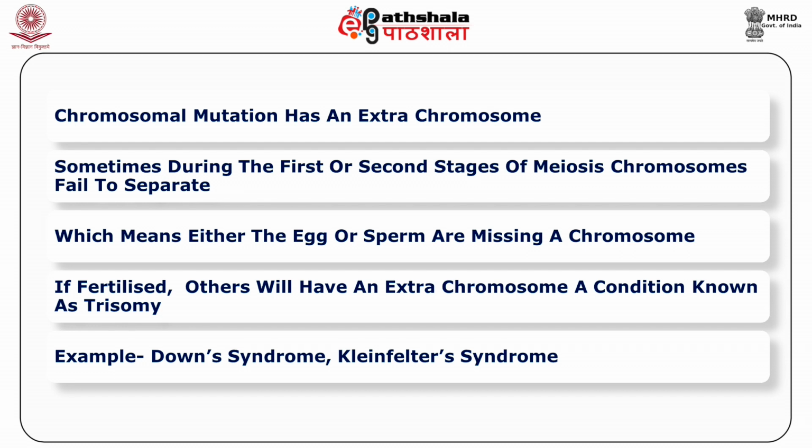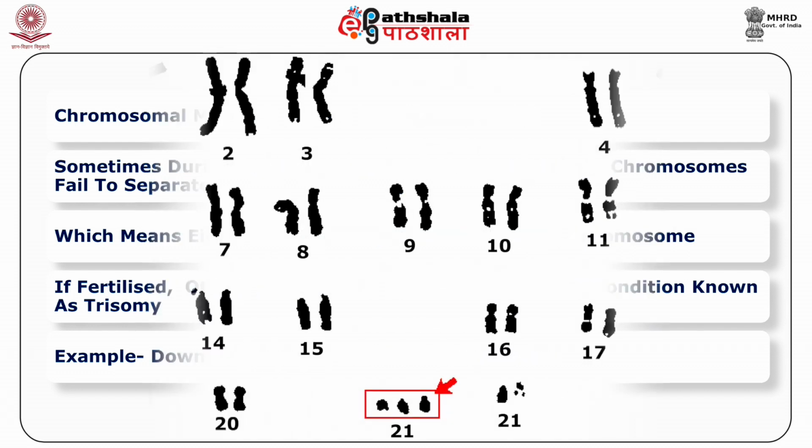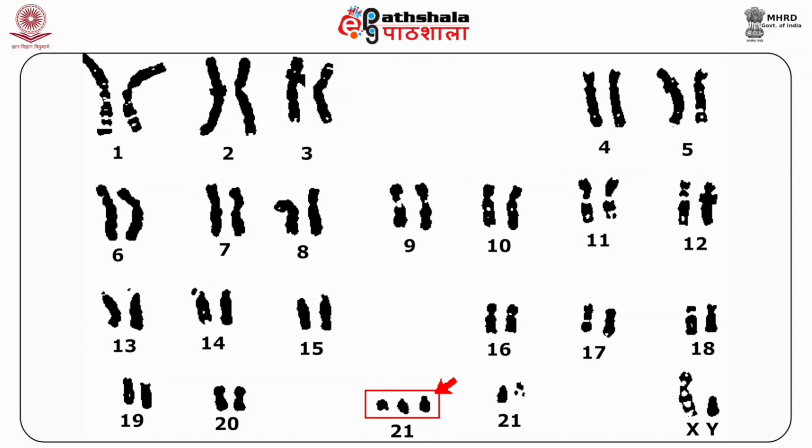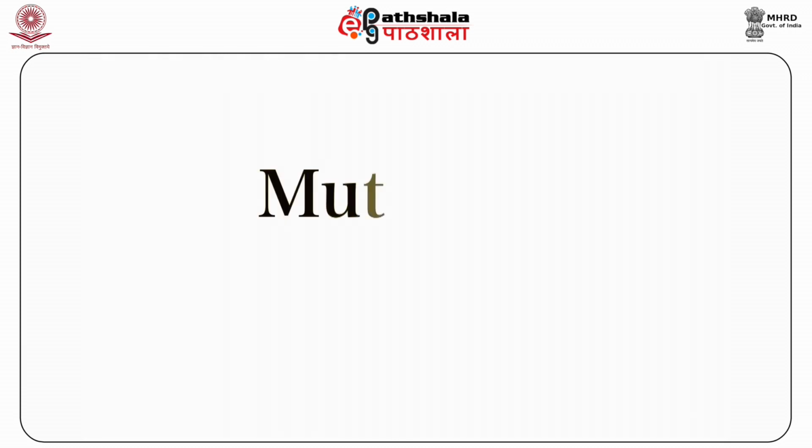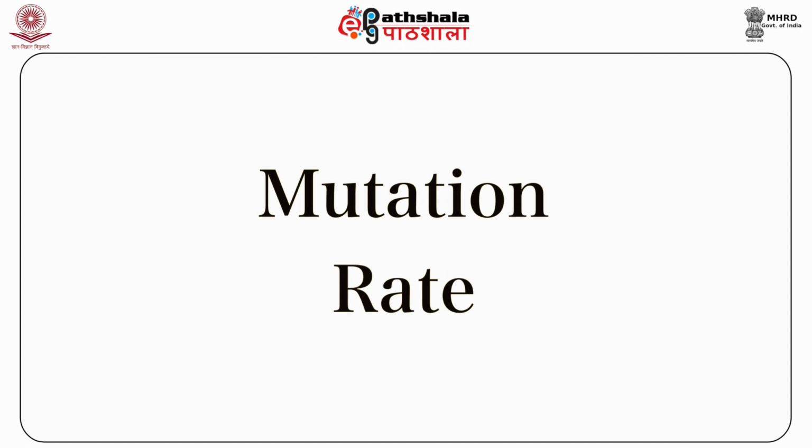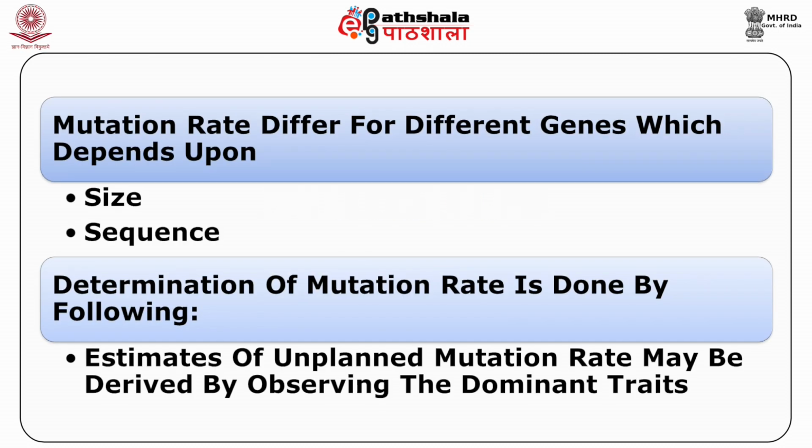Examples are Down syndrome and Klinefelter syndrome. In Down syndrome, chromosome number 21 has 3 copies, which is abnormal. Let us know about the mutation rate. Mutation rate differs for different genes, which depends upon the size and the sequence. Estimates of spontaneous mutation rate may be derived by observing the mutant traits.